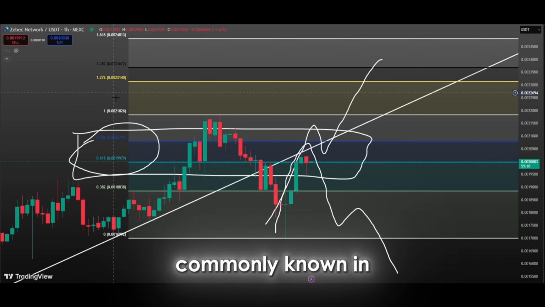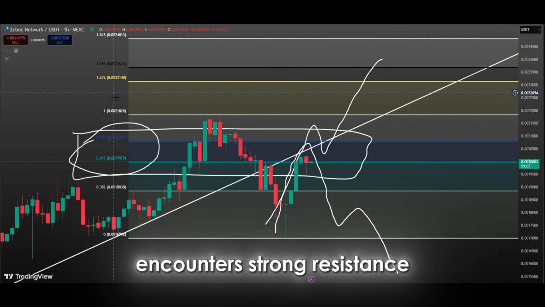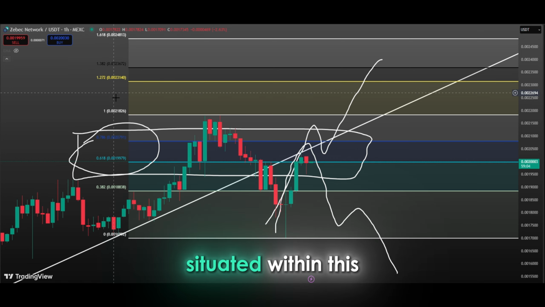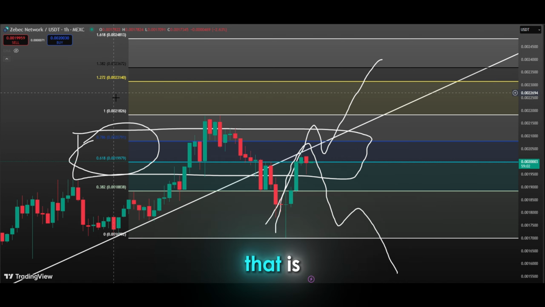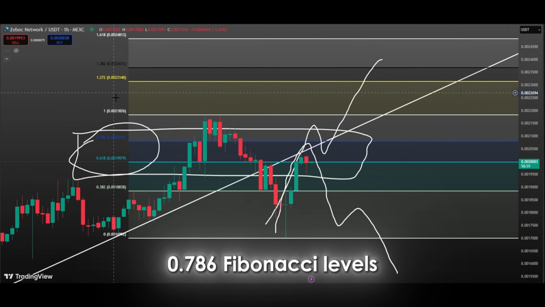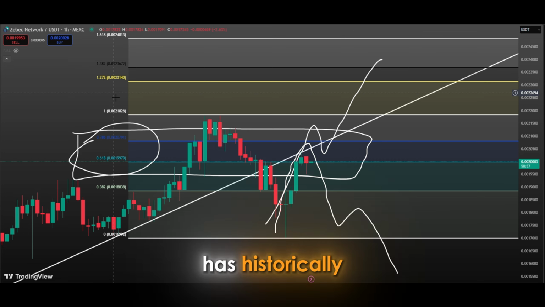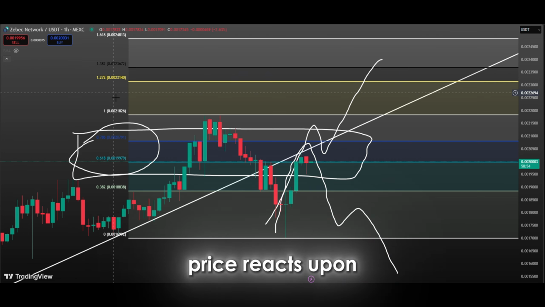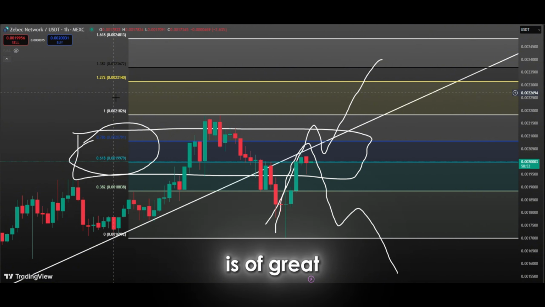These levels are commonly known in technical analysis as the golden zone, where price often encounters strong resistance. The price is currently situated within this strong resistance block. That is, the area between the 0.618 and 0.786 Fibonacci levels has historically been a decision point for many investors. Therefore, how the price reacts upon reaching this zone is of great importance.